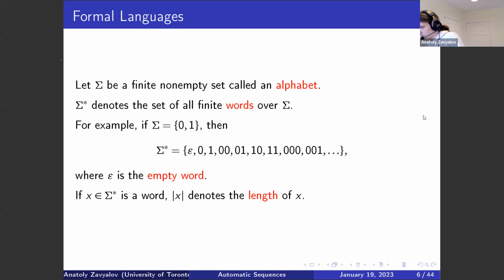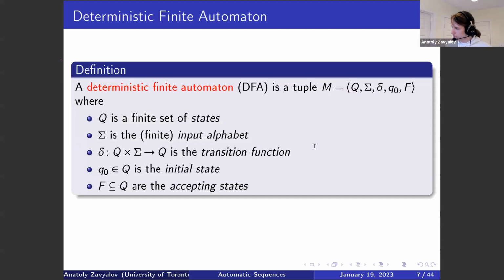Just some notation that I'm going to be using throughout. I'm going to say sigma is an alphabet. It's a finite, non-empty set. And sigma with a star on top, so sigma star, denotes all the finite words that you can make over sigma. That just means any arbitrary concatenations of symbols in sigma. So if sigma is {0, 1}, then sigma star would be the empty word and any binary string. And if x is a word, then putting absolute values around it denotes its length. So the length of 001 is 3.